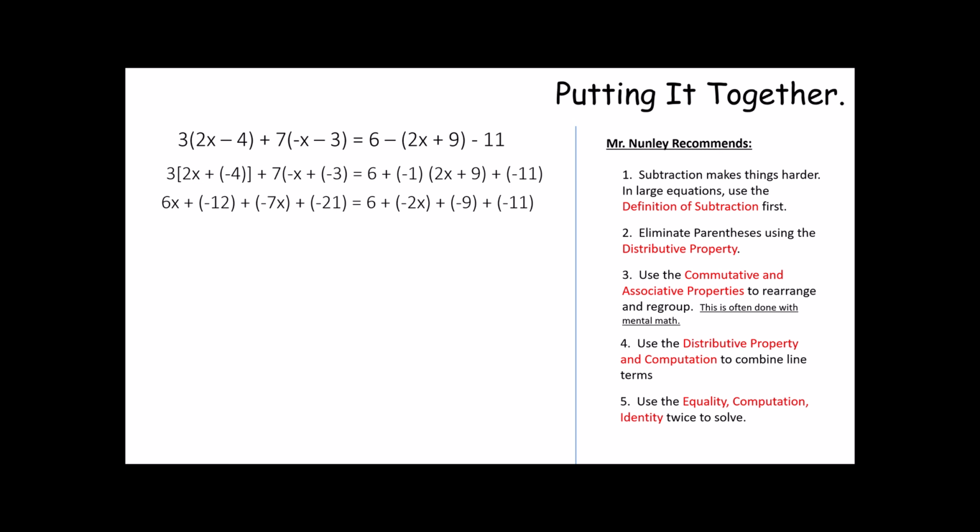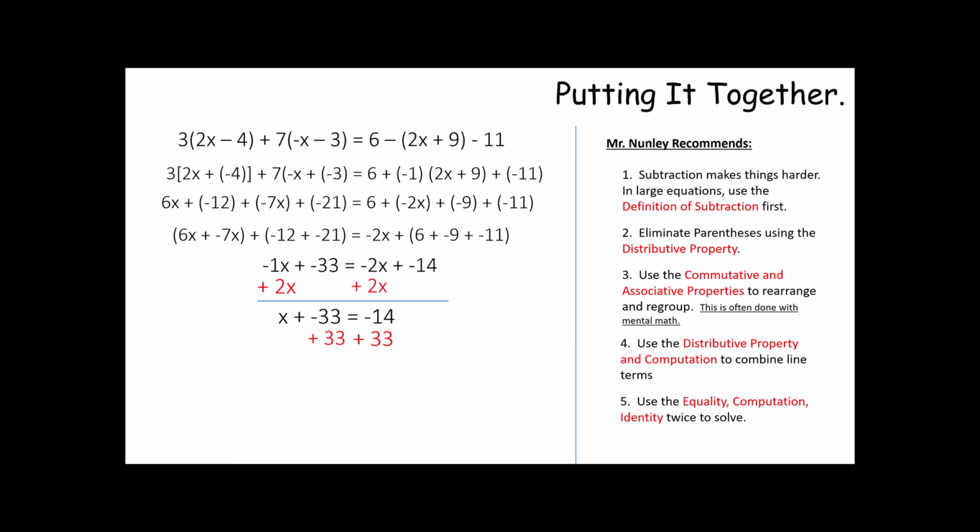Distributive property. I'm going to use my commutative and associative property to rearrange and regroup. Notice I did them both at the same time here. I rearranged and regrouped. Most of my students at this point would be skipping that step and jumping straight to here. Notice the familiar form. I'm going to add 2x to both sides, add 33 to both sides, x equals 19. If we were trying to be thorough here, and if I had more time, I would go ahead and do a check on that as well.